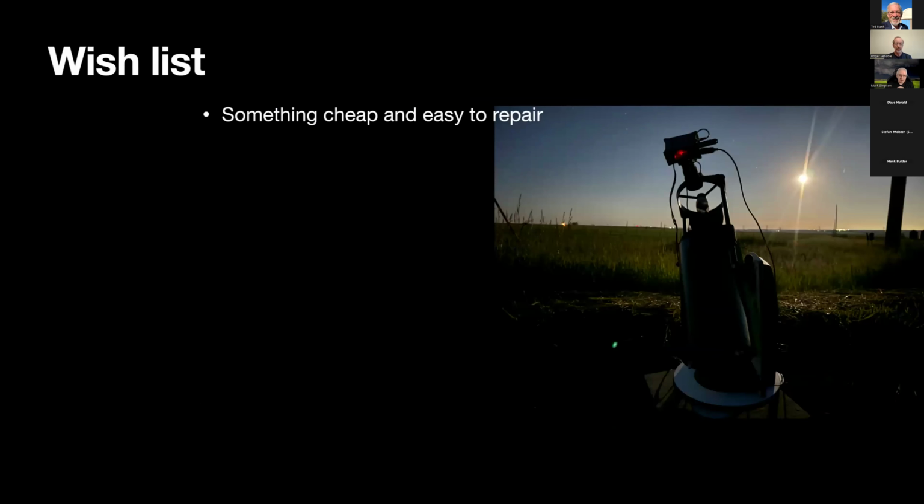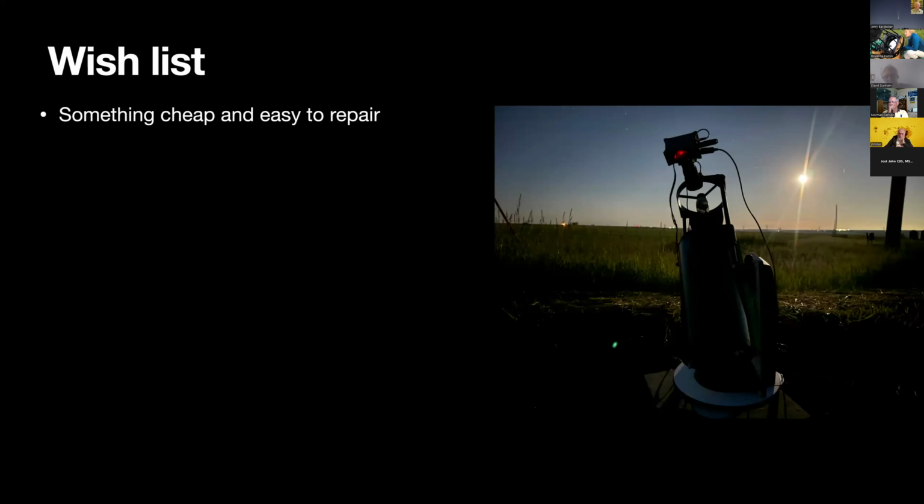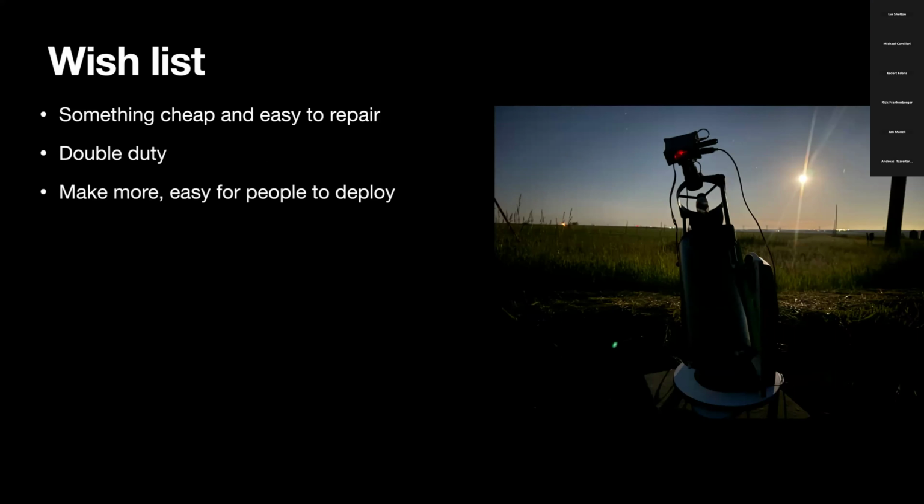So the wish list. I looked at this and figured, well, what can I do about this? I have a skill set to build certain stuff, and figured that a lot of these items could be addressed, but it would need to be more of a coherent, integrated system. So I wanted something that was cheap and easy to repair. I wanted something that could do double duty. I'd really like it to do astrophotography as well, so I can do something else with it when I'm not doing occultations. Decide to make a few of them and make them easy for people to deploy.